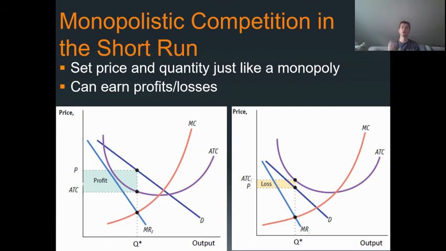You can have short run profits or losses the same way you have them in a monopoly. Analysis, all completely the same. However, in the long run, if firms are incurring profits or losses, firms can enter or exit. So if there are profits, firms will enter. And as firms enter, they will take away demand from the firm. If firms are incurring losses, they will leave the market in the long run. They will sell off their fixed inputs, and demand for the individual firms that remain will increase.